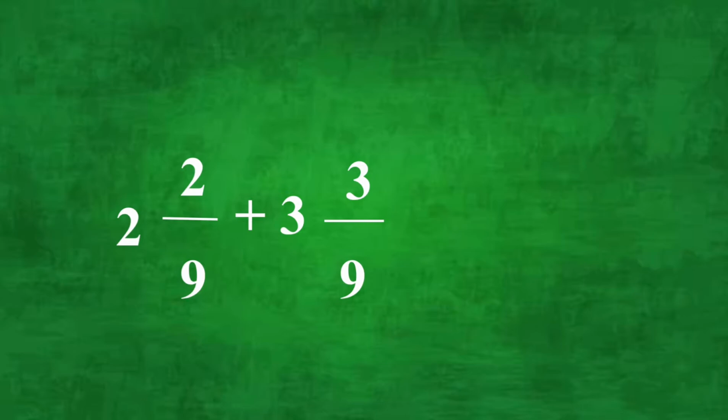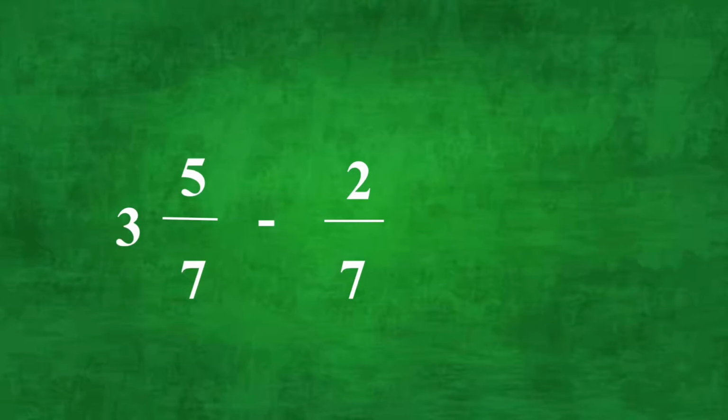Let's have 2 and 2 over 9 plus 3 and 3 over 9. First, add the whole numbers. 2 plus 3 is equal to 5. Then, add the fractions. Add the numerators. 2 plus 3 is equal to 5. Then copy the common denominators, which is 9. Our answer is 5 and 5 over 9.